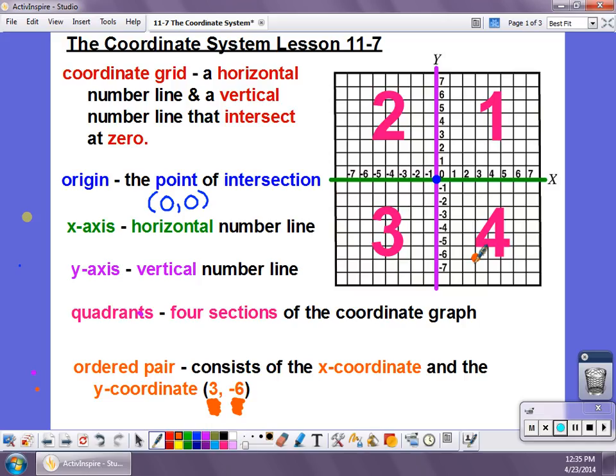Now, ordered pairs always have parentheses around them. The coordinates are always separated with a comma. And they always have the x value first and the y value second, which means your first number is always going to tell you how far you're going to move to the left or the right. If the first number is positive, then you're going to move to the right. If your first number is negative, then you're going to move to the left. The second value, the y value, tells you how far up or down you move. And again, if it's positive, you're going to move up, and if it's negative, you're going to move down.